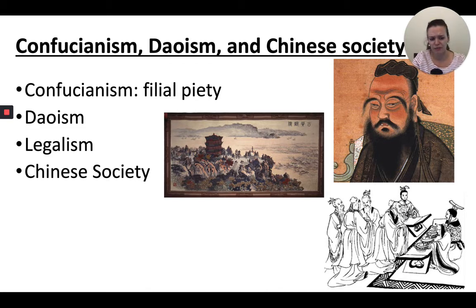Proper exercise of power, propriety and etiquette, familial love and respect for parents, righteousness, honesty, loyalty, respect. So what he does here is he provides a philosophical and ethical framework for how to conduct your life and understand your place in the world. This is not a religion. Let me be very clear. Confucianism is a philosophy. It's a way to live your life.